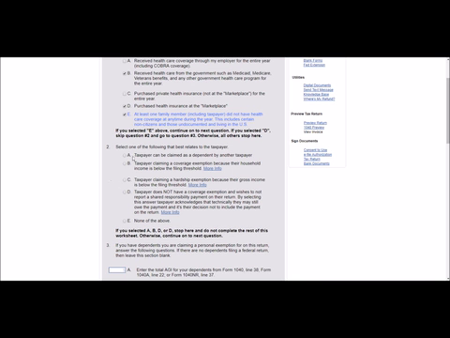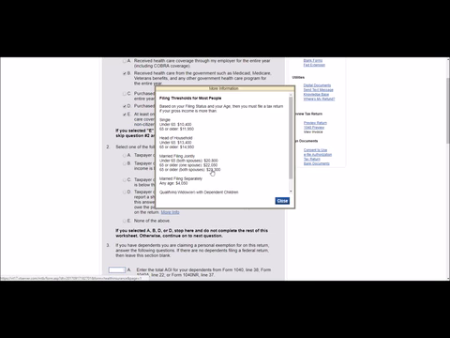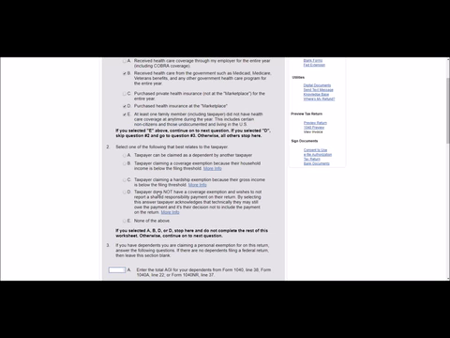A. The taxpayer can be claimed as a dependent by another taxpayer. B. The taxpayer has a coverage exemption because their household income is below filing threshold. Click More Info for additional information. C. The taxpayer is claiming a hardship exemption because their gross income is below the filing threshold.